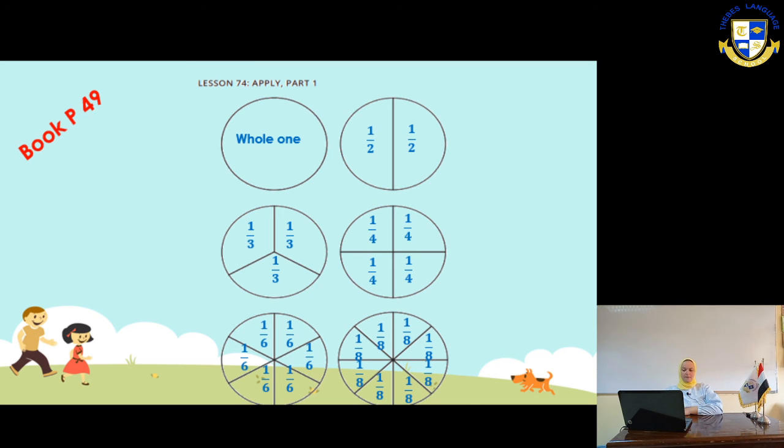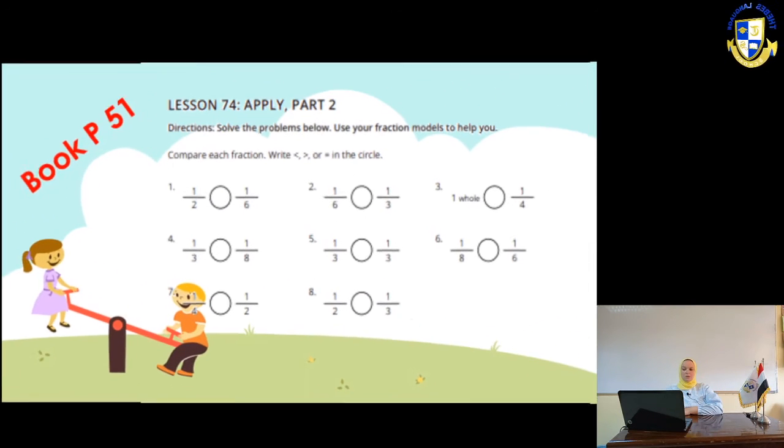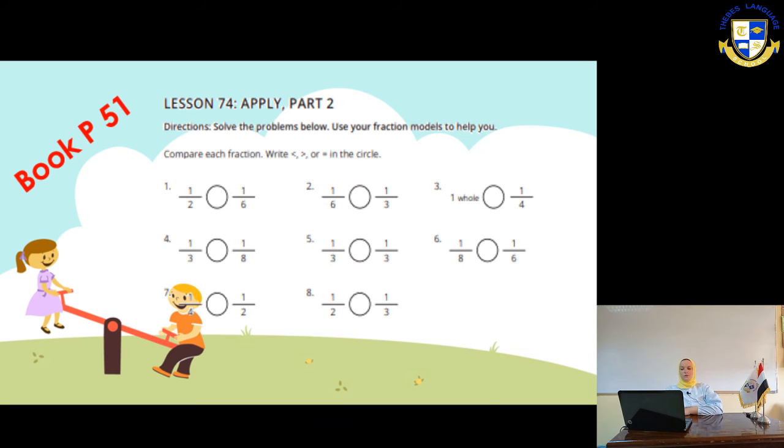Now book page 51. Apply part 2, direction: solve the problems below. Use your fraction models to help you compare each fraction. Number 1, we have half and 6. If you want to compare, look at the numerators. If they are the same, we make it a crazy fraction. What is the meaning of crazy fraction? The big number is the smaller number. So here we have half and 6, so half is bigger than 6.